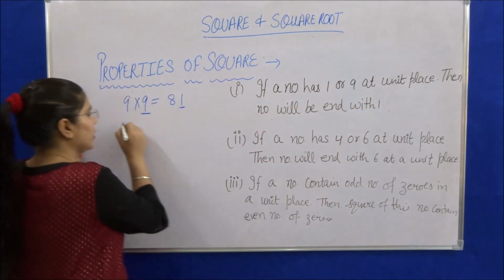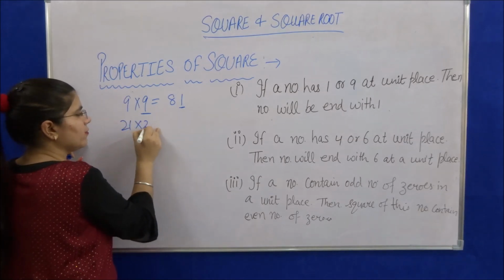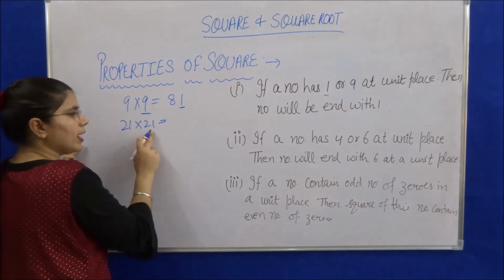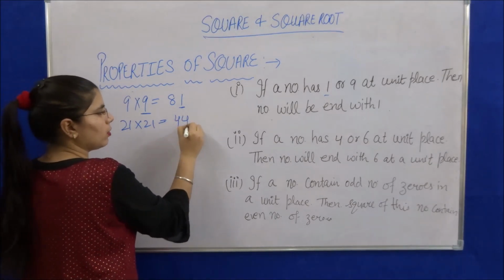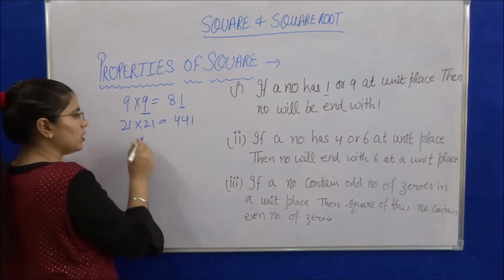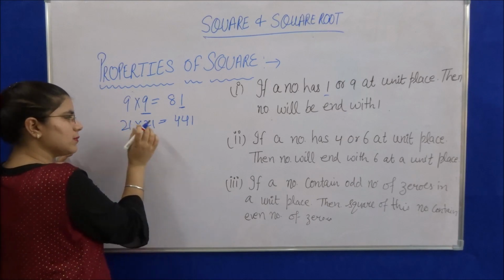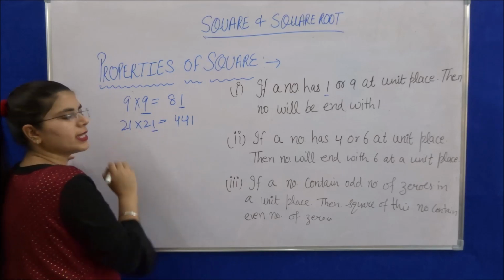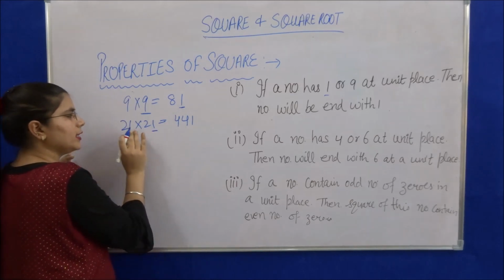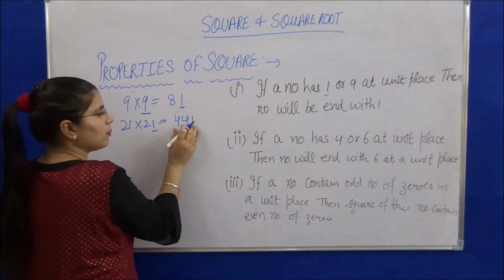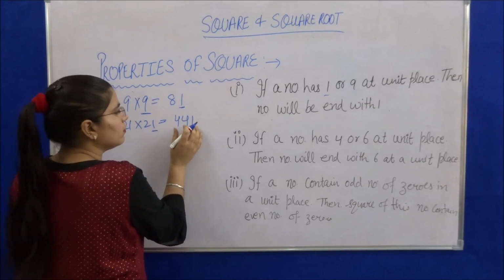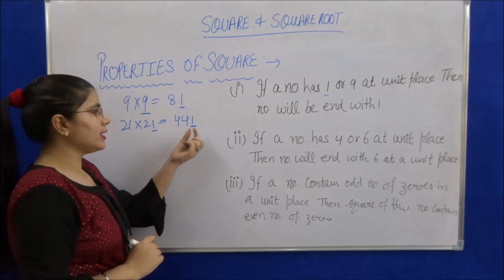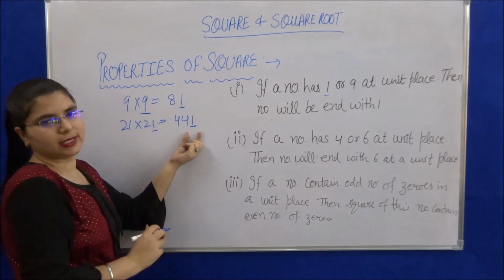In a similar way, if we consider 21 into 21, by multiplying this, we get the product 441. So in this, when 21 is multiplied by itself, we get 441. Here the unit place is 1. So when we multiply this number with itself, we get the product 441, in which this number ends with 1. That is, at its unit place 1 is present.